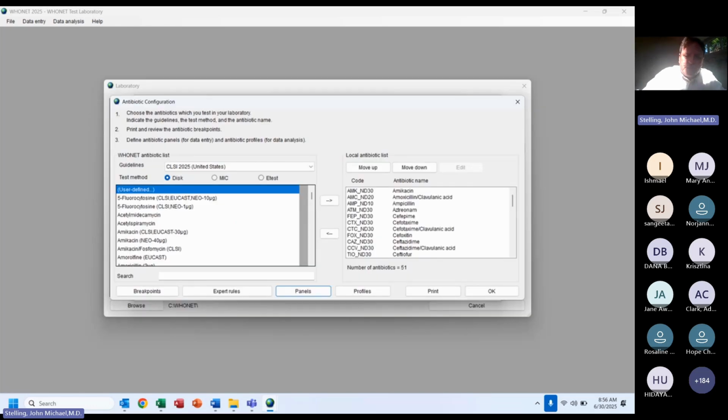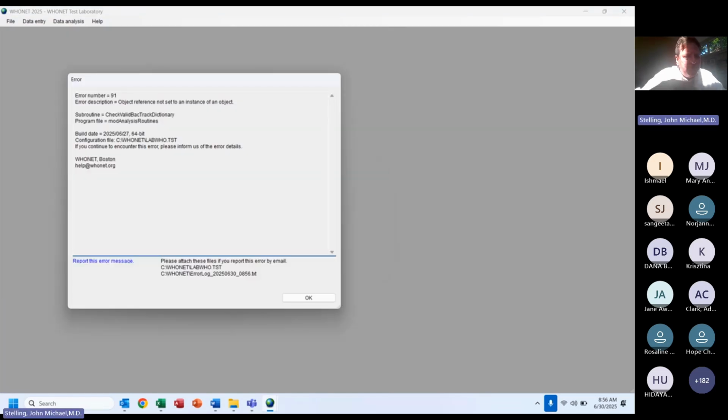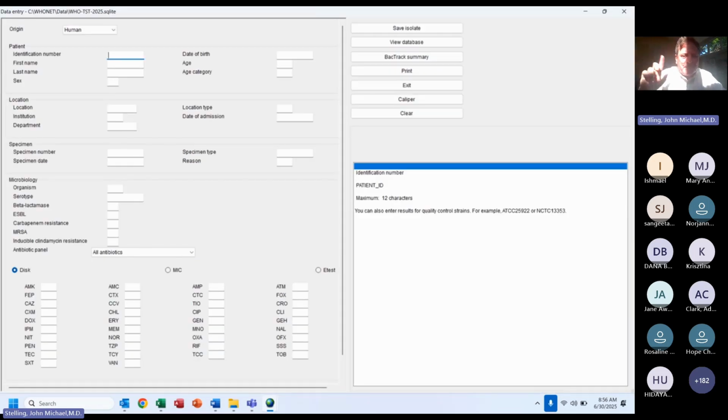And then when you get to data entry, oh, Adam, this came up. Well, the backtrack dictionary. There must be something we did with the backtrack dictionary. So let's take a look at that another time. Most people don't use that feature, so they would not encounter that.